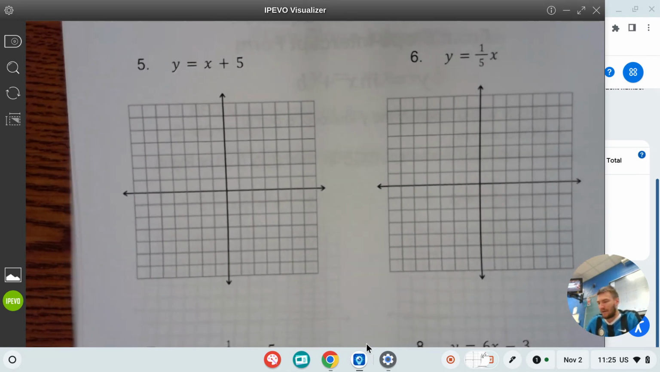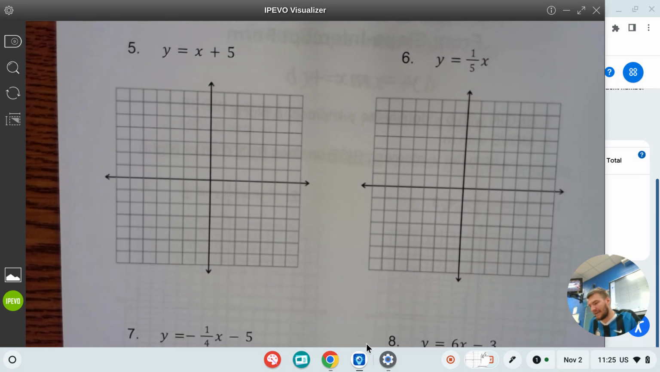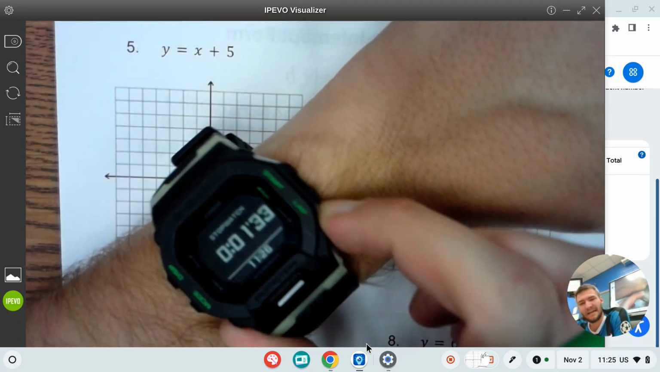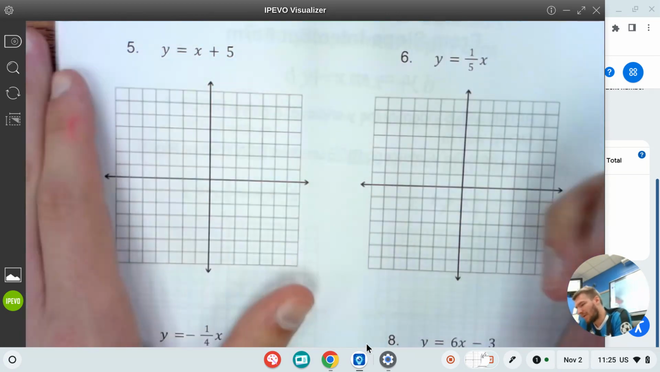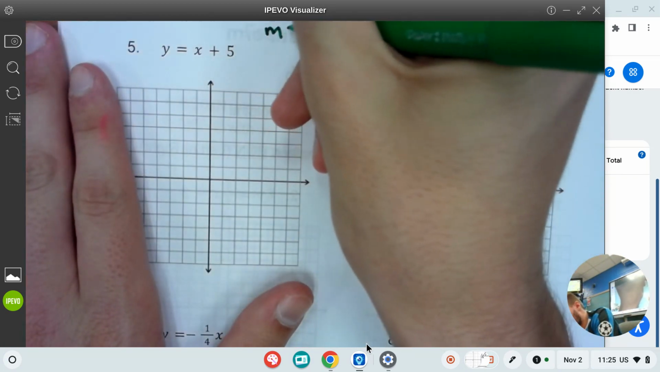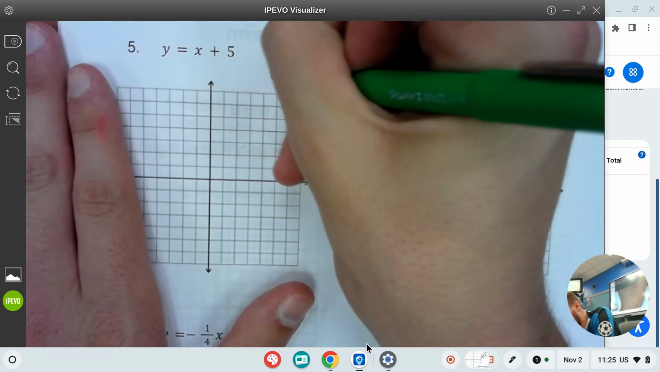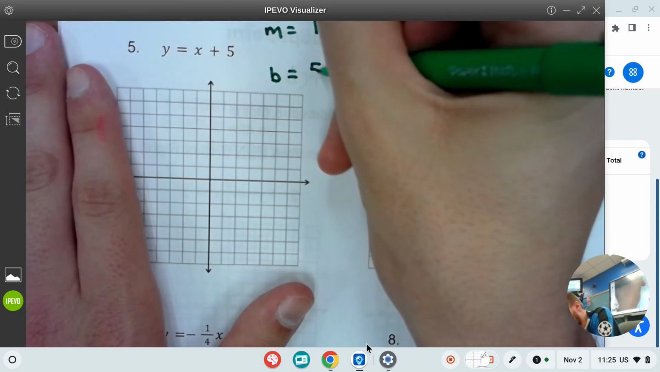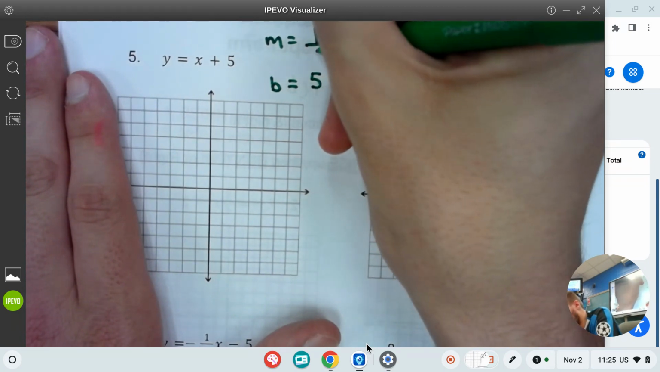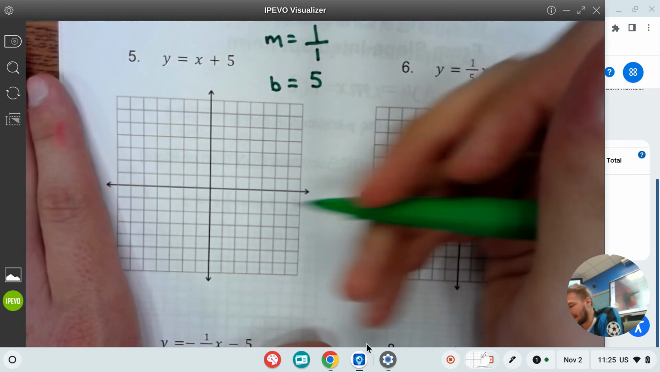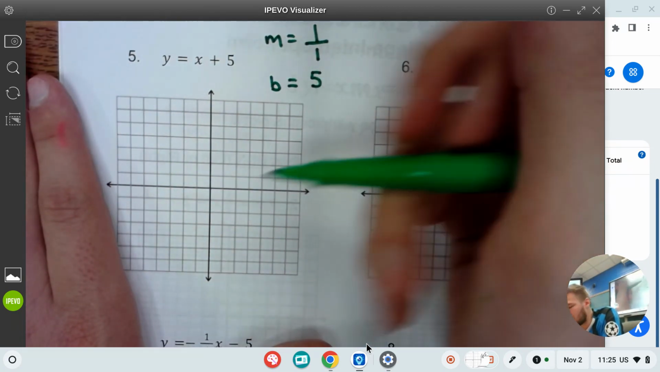Question number 5 has something a little bit interesting. Let's get another timer. Let's see if we can speed it up even more. Go. What's the M for number 5? 1. What's the B for number 5? 5. I'm noticing that my M is not a fraction. Put it over 1.